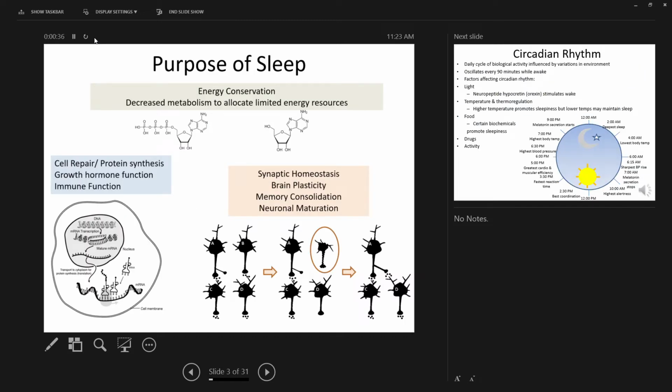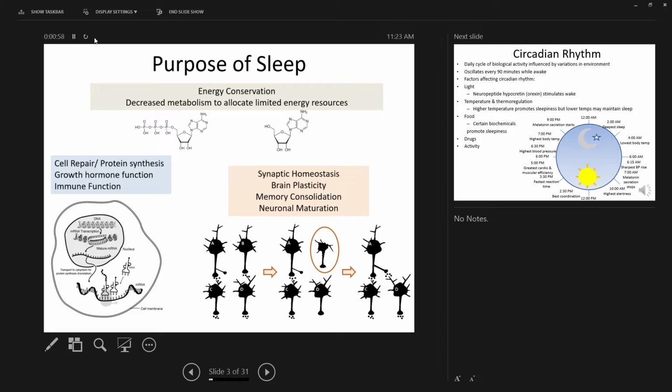All right, let's start by talking about the purpose of sleep. Now, obviously, sleep serves many purposes, but we'll just talk about a few of them. Energy conservation is on the top of the list. So during sleep, metabolism is decreased for the purpose of allocating limited energy resources to other things that need to happen during the sleep cycle.